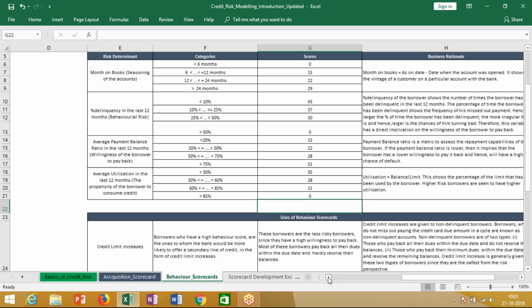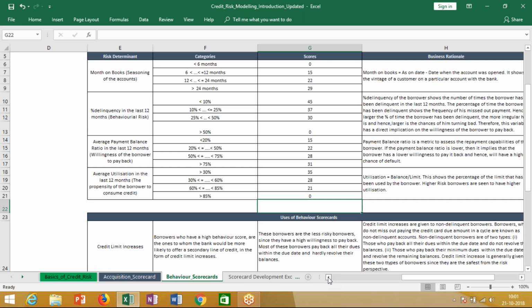Okay, so let's have a look into each of these variables. The first variable that I've used is the month on books. Month on books is nothing but the number of months for which this particular account has been on the books of the bank, right? It's a difference between two variables: one is the as-on date and the other is the date when the account was opened.